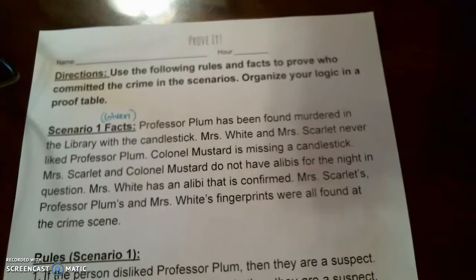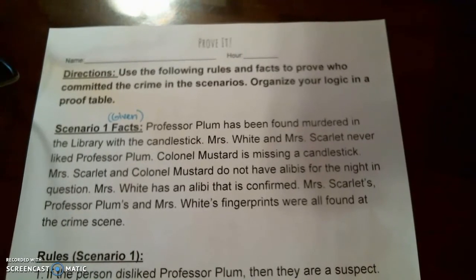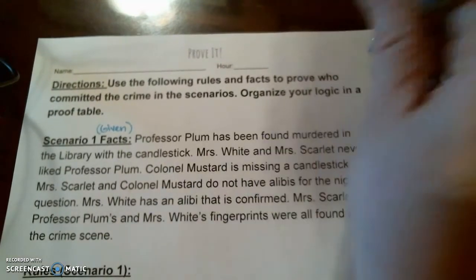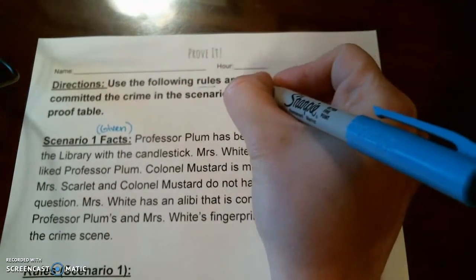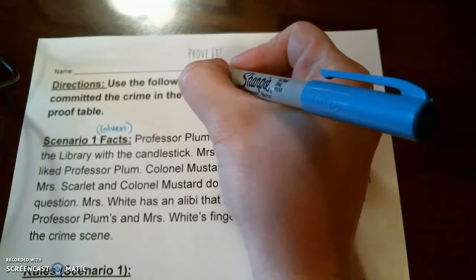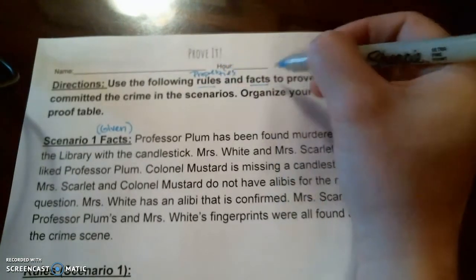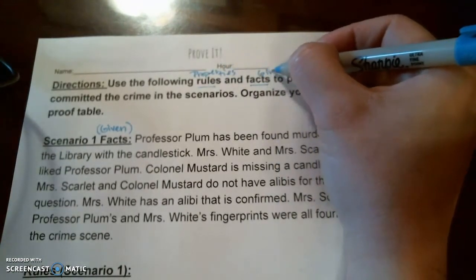Okay, everybody, now we are going to be working on this Prove It activity. So if you would find this, please, in your notes packet. It is, I believe, on the very next page. So we are going to be using both rules and facts. So rules are like our properties in geometry. And the facts are like our given information.